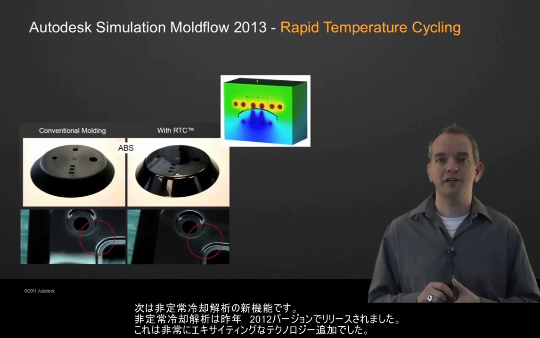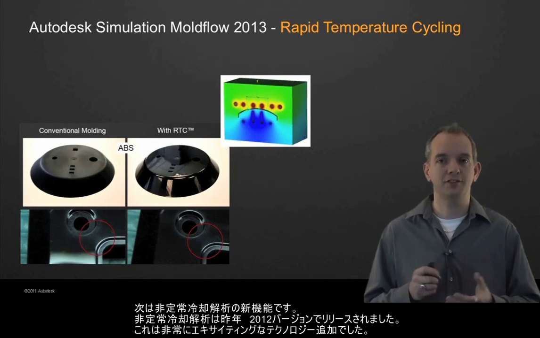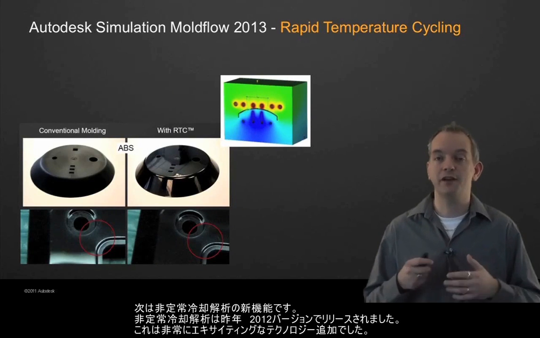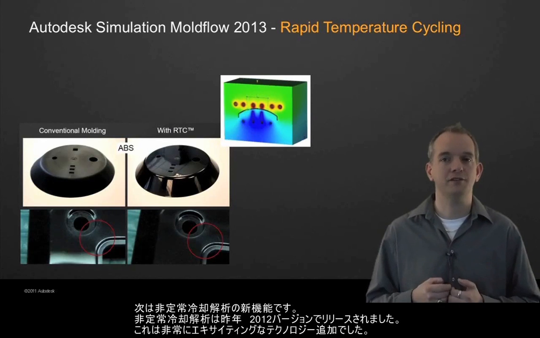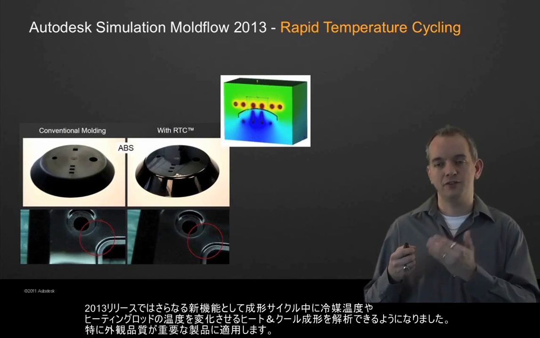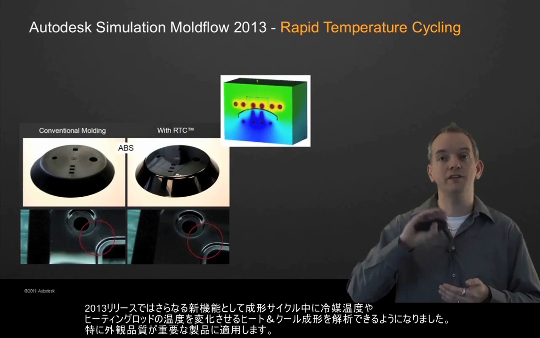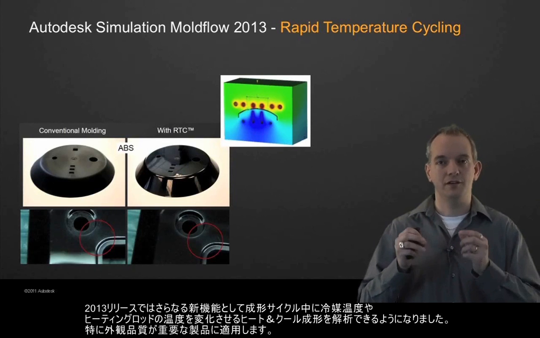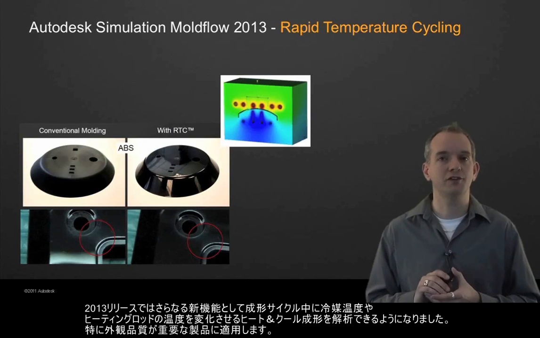We also added new capabilities to our transient cool solver. The transient cool solver was introduced first last year with the 2012 release, and we already started adding extra new capabilities to the software. So this is a very exciting piece of our technology we added. For the 2013 release, we added the capability to change the coolant temperature or the temperature of a heating rod over time throughout an injection molding cycle.